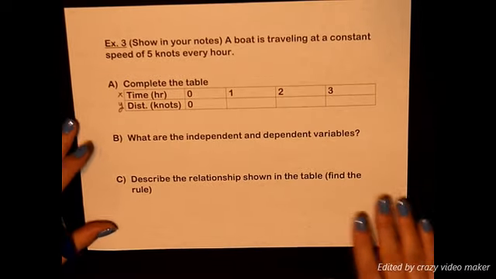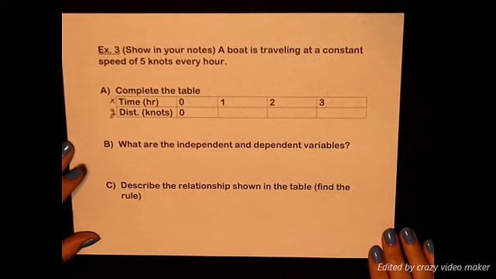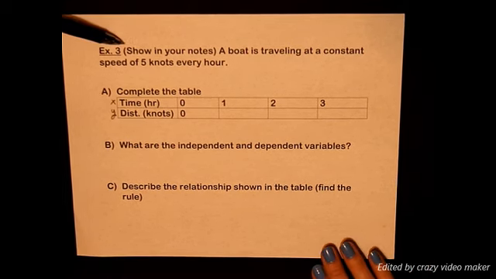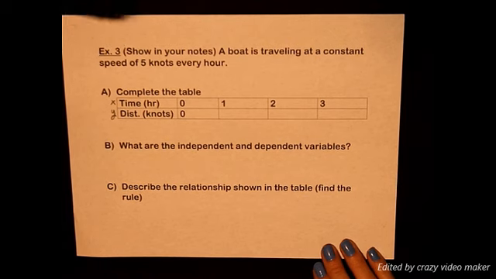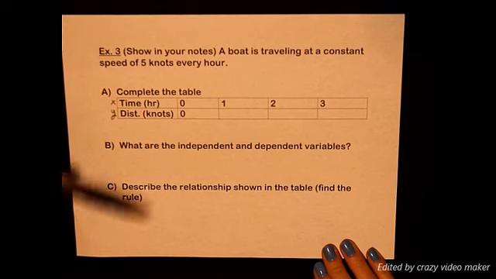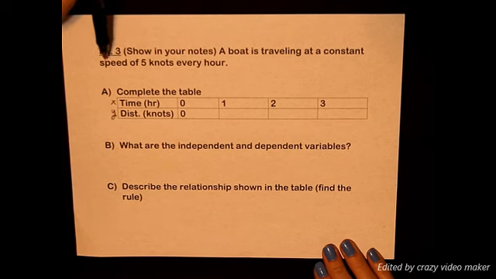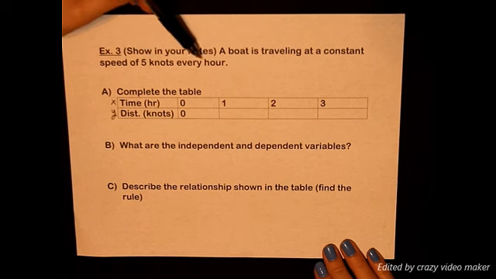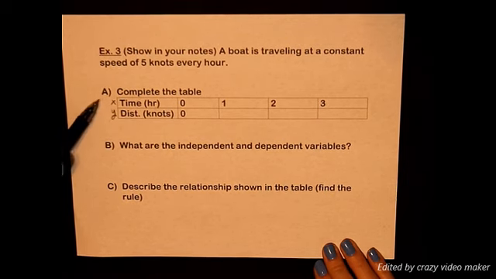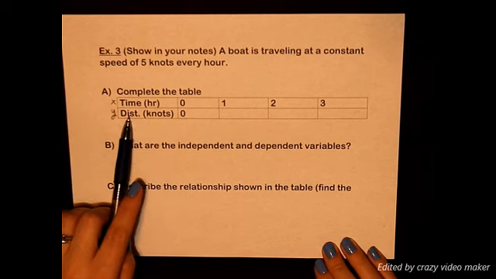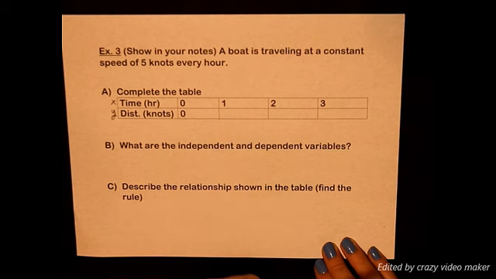All right, so now this is going to be your one to do on your own. It says to show in your notes, okay? So you need to write all this stuff down. A boat is traveling at a constant speed of 5 knots every hour. And they want you to complete the table. So you figure out, look, it's got the time, it's got the distance. You got to fill this in. And yes, I need to see a table in your notes.